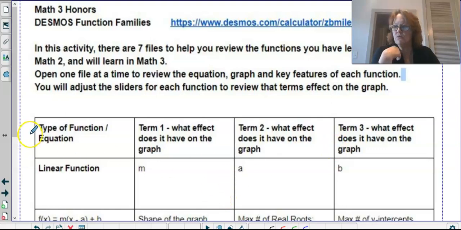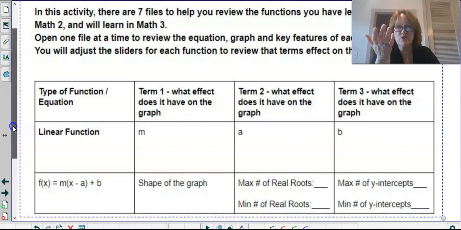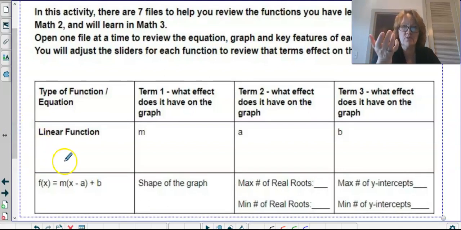So what you're going to do, let me scroll down here. There are 7 files to help you review the functions you've learned in Math 1 and Math 2, and some of the ones that you're going to learn in Math 3. You're going to open the file one at a time to review the equation, graph, and key features of each function. And then you're going to adjust the sliders. Let me just show you what you're going to be looking at.